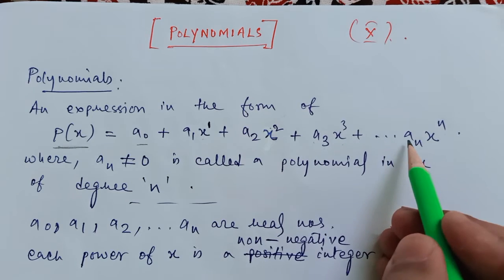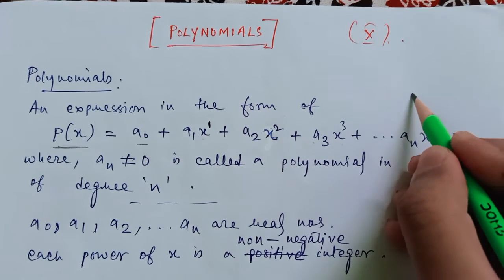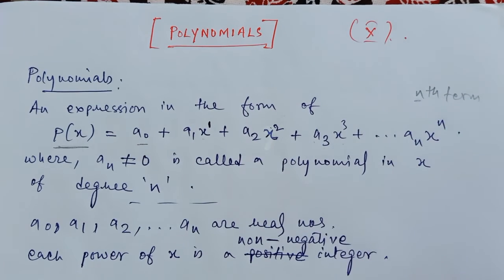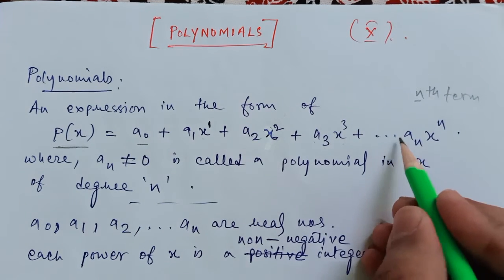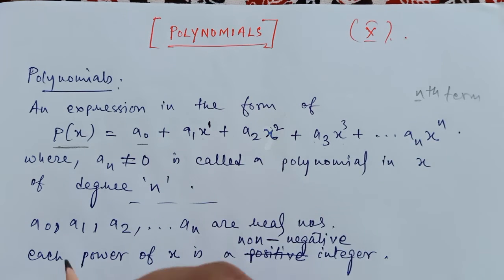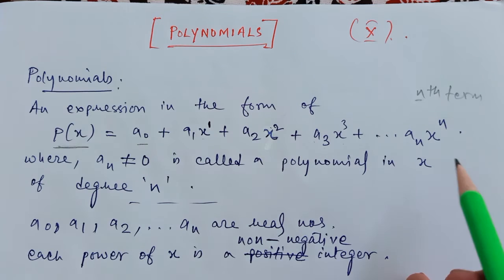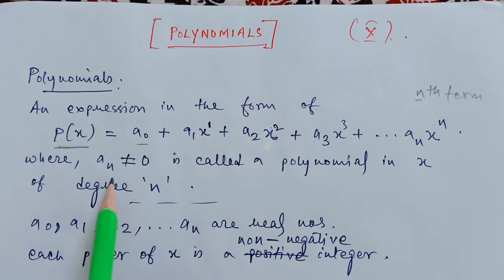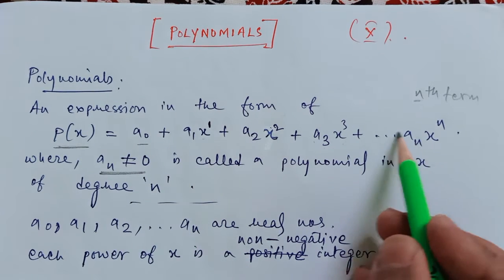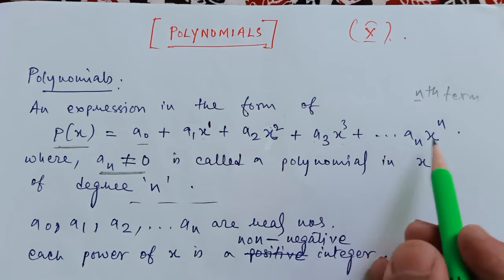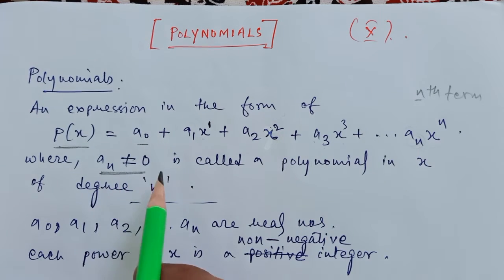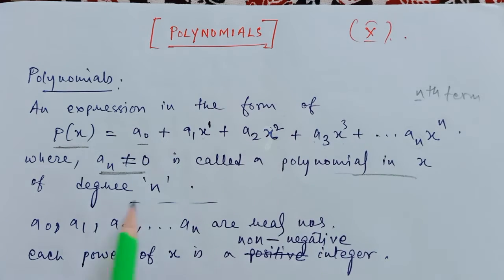and it will go up to the nth term, where n means a natural number. So it will be an x to the power n. The most important thing that you need to know is that an cannot be 0, because if an is 0, the term will become 0, right? So an should not be 0. This is called a polynomial in x with degree n.